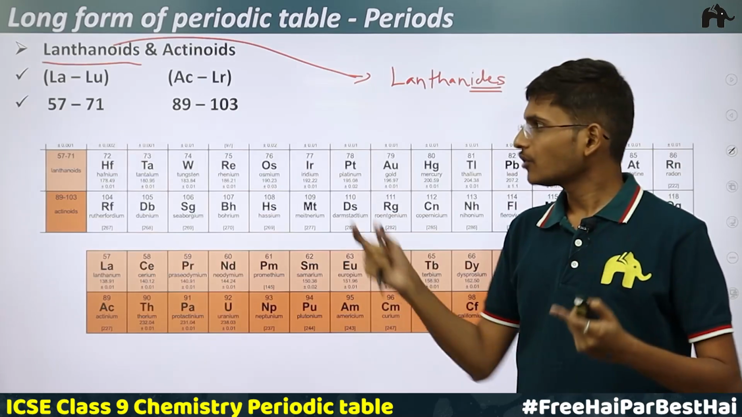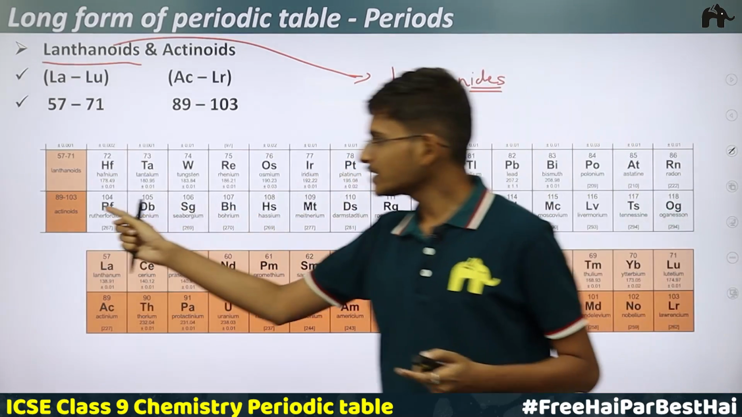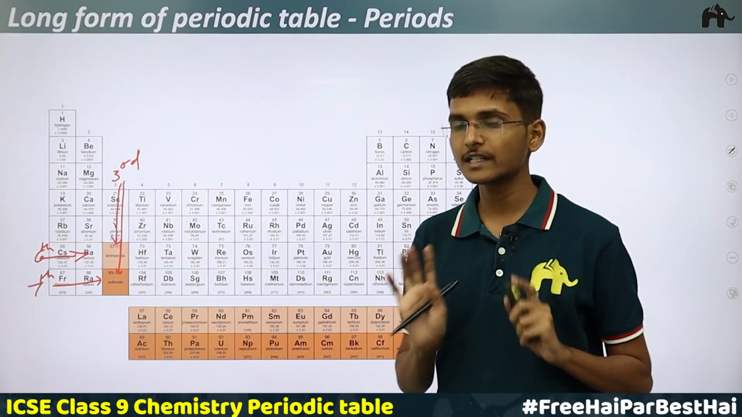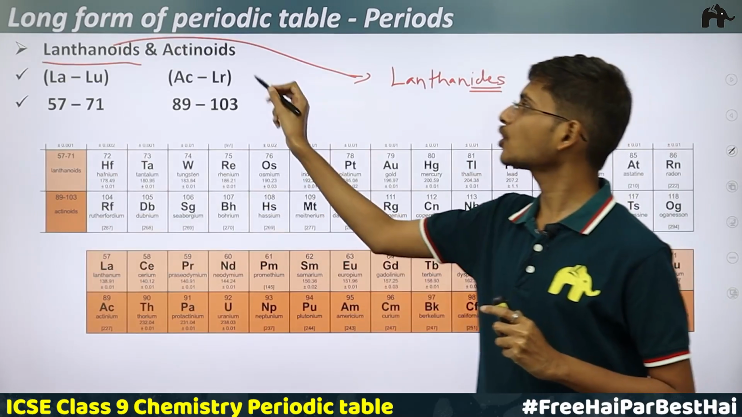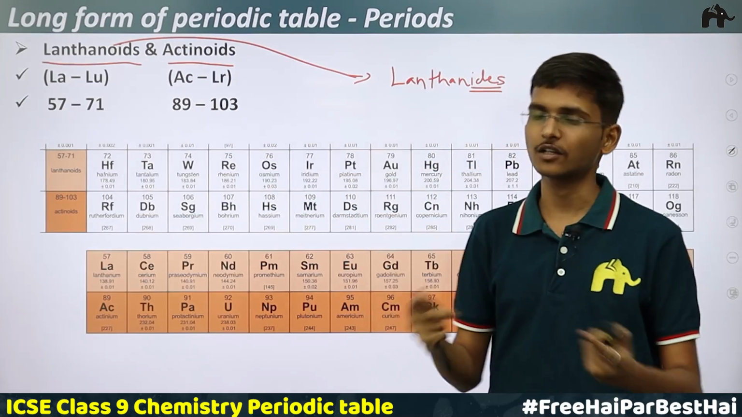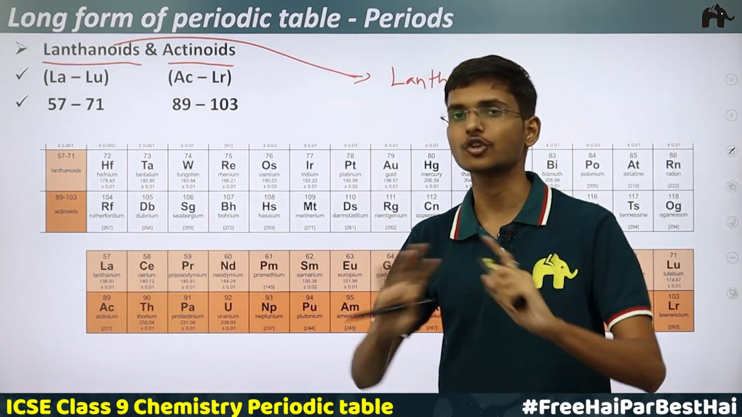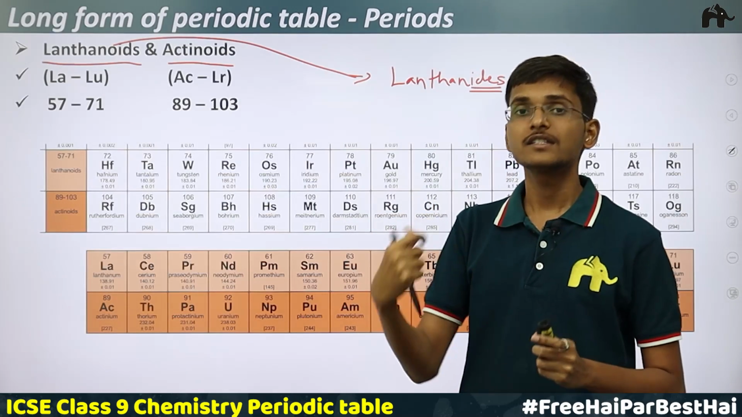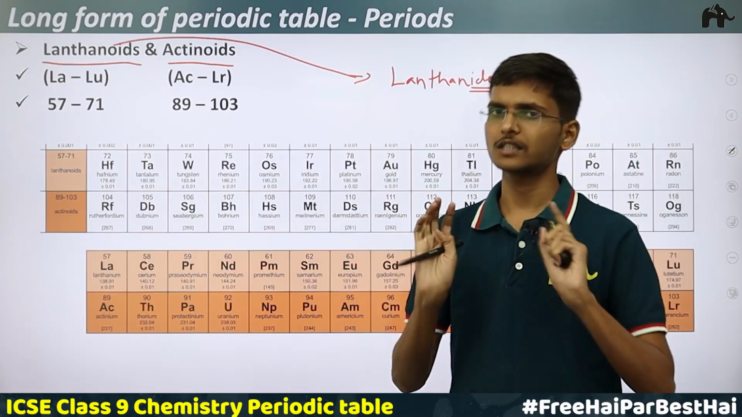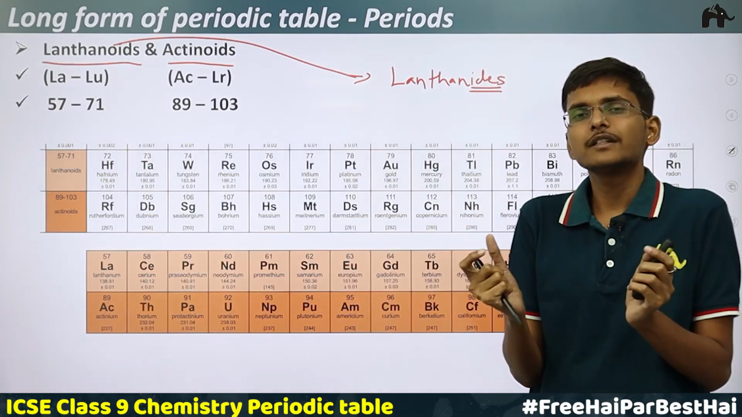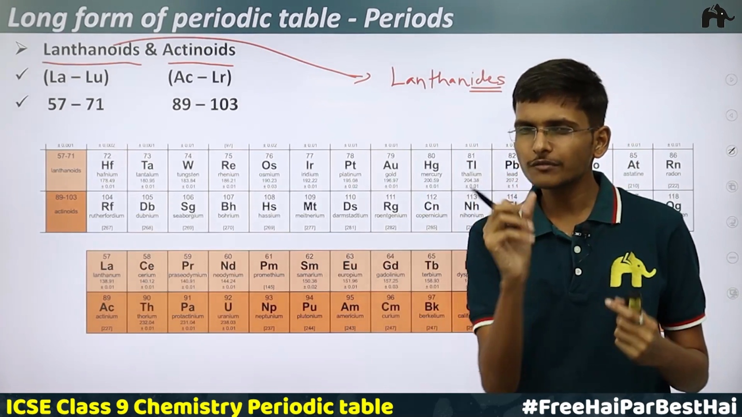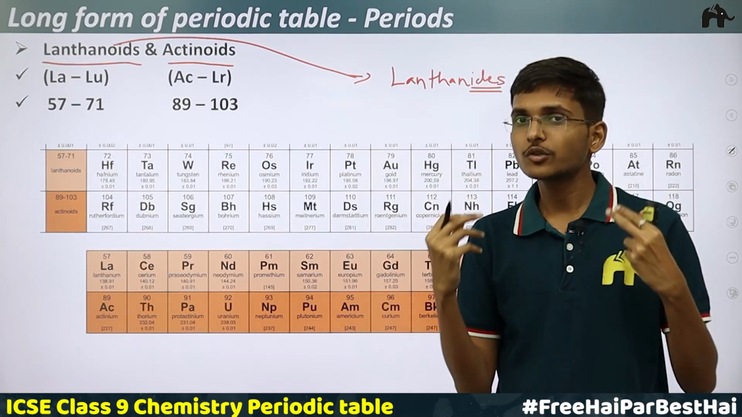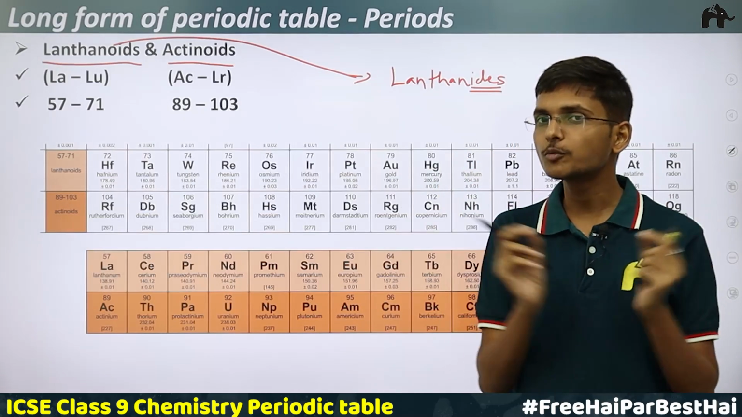In the same manner, the elements present in the seventh period and third group, there are also 15 elements. They are called actinoids, not actinides. The reason is the same. IUPAC has asked us not to use the suffix nide, use noids as the suffix. Now we are not going to learn all these 15 elements. We are just going to remember the first and the last element of each group of 15 elements.